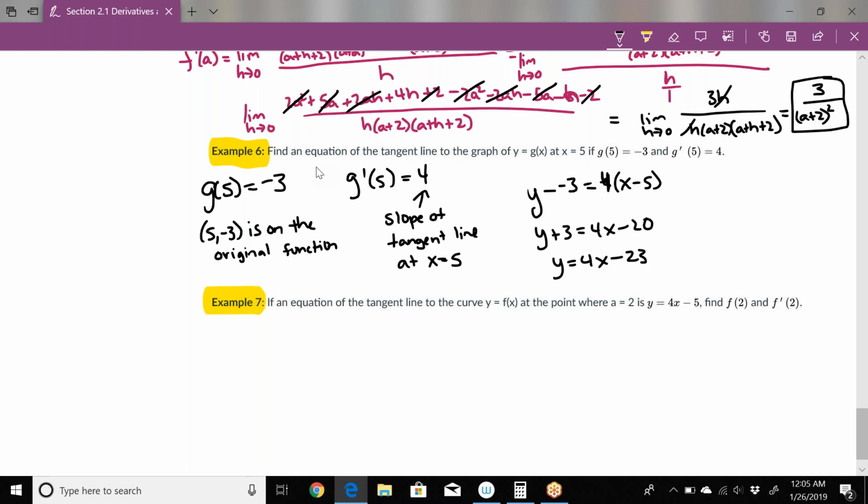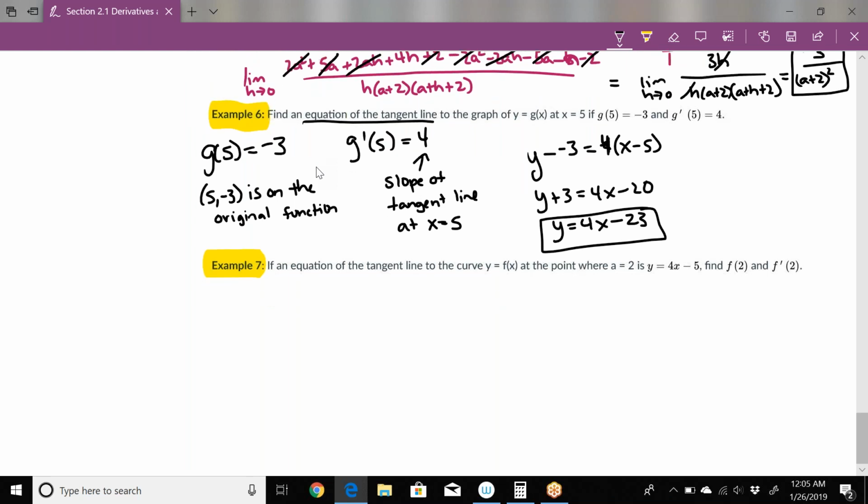So y equals 4x minus 23. That is my equation of my tangent line, and that is exactly what we were asked to find. All right, so the last one on 2.1 says if an equation of a tangent line to the curve y equals f of x at a point where a equals 2 is y equals 4x minus 5. Find f of 2 and f prime of 2.